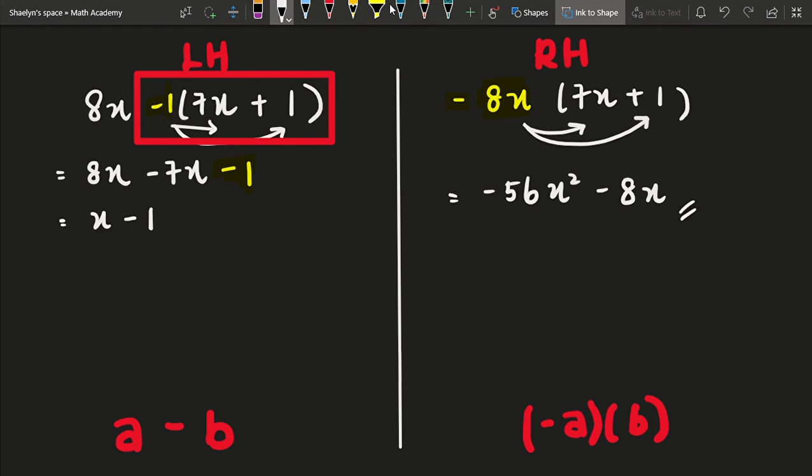The left hand side is a minus b, and the right hand side is negative a multiplied with b. So they are totally different things, and so their solutions can be totally different as well. So remember, when you are multiplying the negative 1 into the first house and second house, it has nothing to do with the 8x. So don't multiply the 8x into the 7x or the 1, because it doesn't move at all, okay? So if you have any questions, just tell me and I'll explain it to you next time.